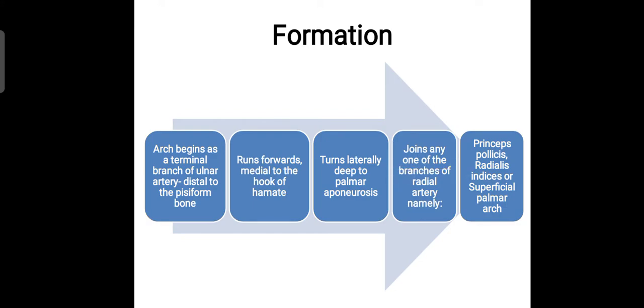The radial artery gives off three branches, namely the princeps pollicis, radialis indicis, and the superficial palmar branch. The terminal branch of the ulnar artery arches and joins with any of these three branches. Most commonly it joins with the superficial palmar branch of the radial artery.